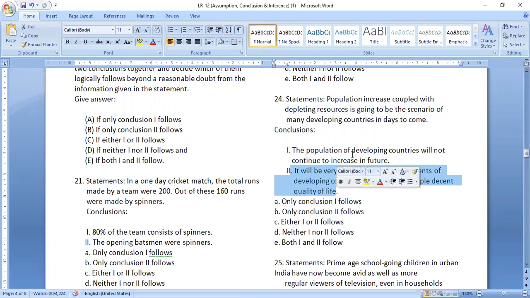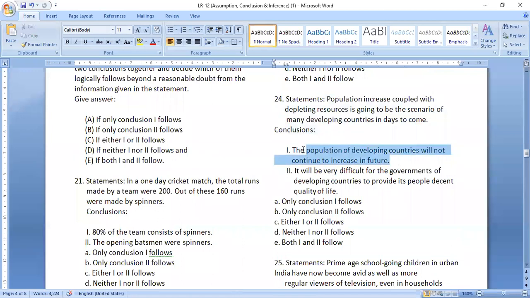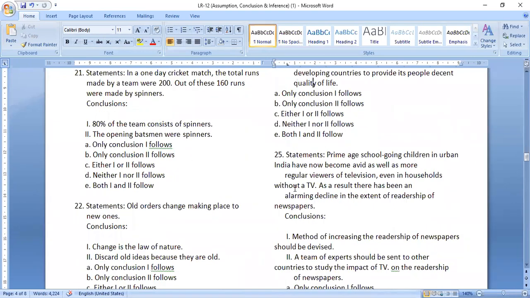Yeah, it contradicts exactly, because if it will not continue to increase, then there's no need to do this. Very good, right? So two: it will be very difficult for the governments of developing countries to provide their people a decent quality of life. Yes, sir. Yeah, I think that's pretty straightforward. So I think this is the conclusion that we can infer from this, and yeah, I think that's okay.